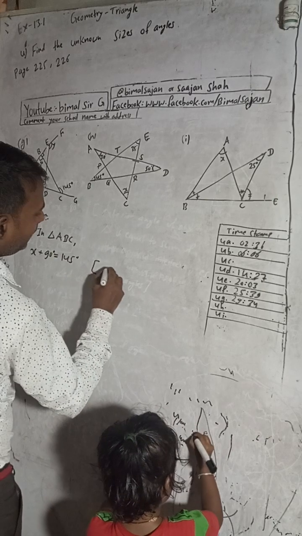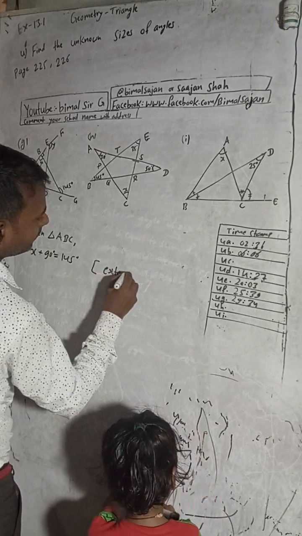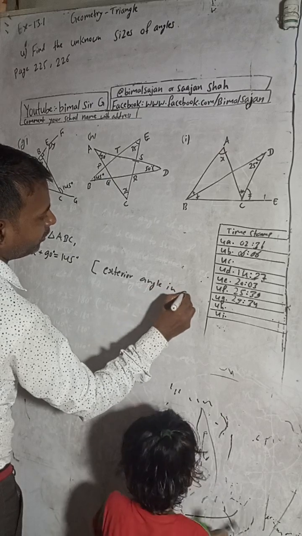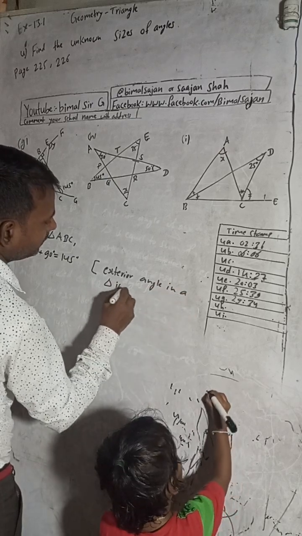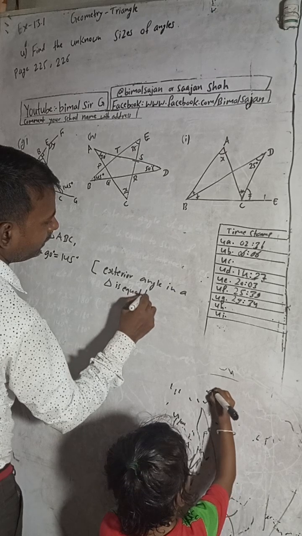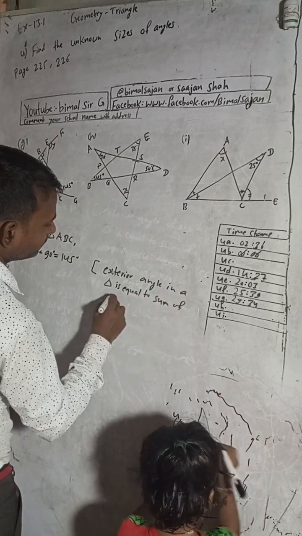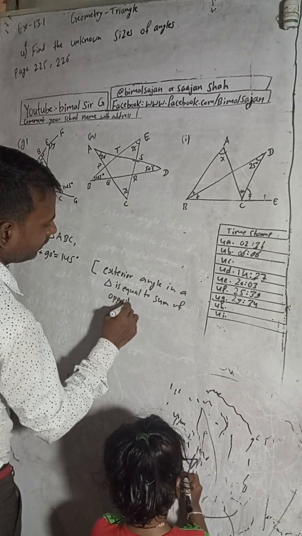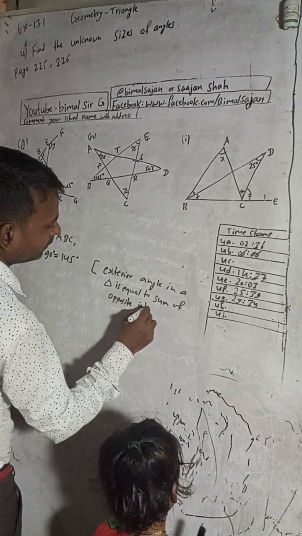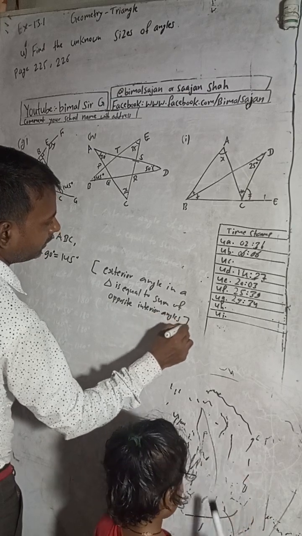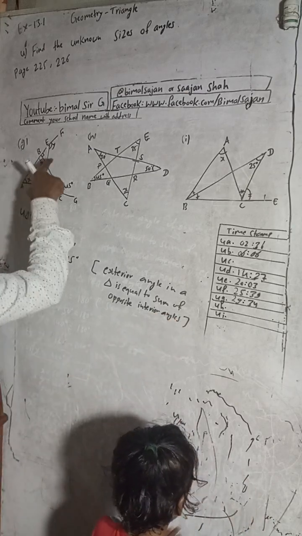So the exterior angle in any triangle is equal to the sum of the opposite interior angles. This is the reason here.